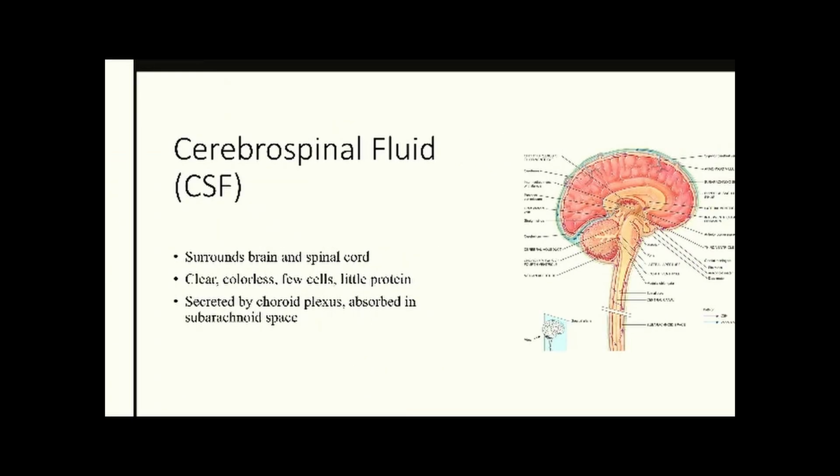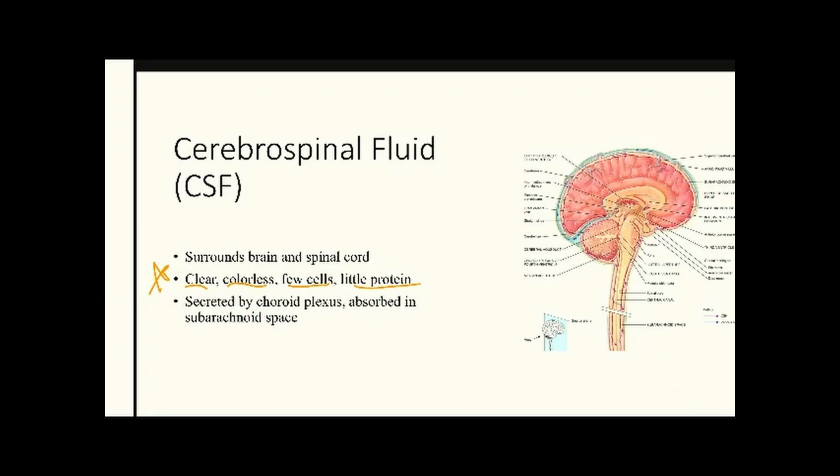All right, CSF, what I want you to know about this one, very important: clear, colorless, few cells, and little protein. When we get to meningitis, we're going to go over viral and bacterial meningitis. They have different properties with their CSF. So knowing the normal one will make knowing which, if you have bacterial or viral, even easier.